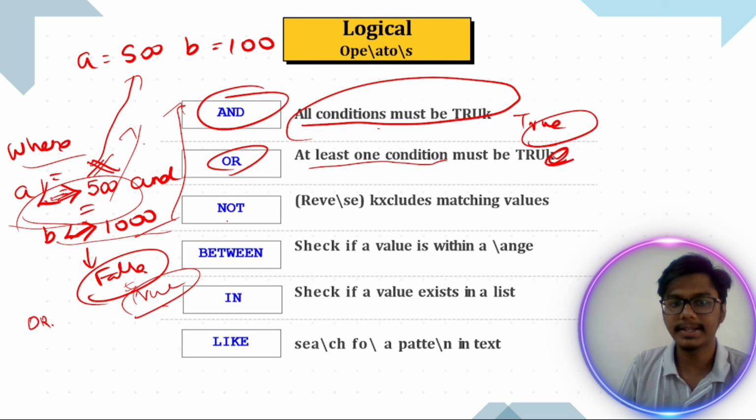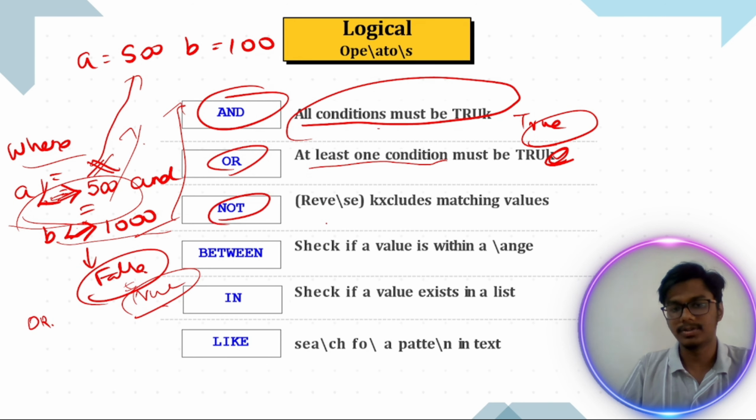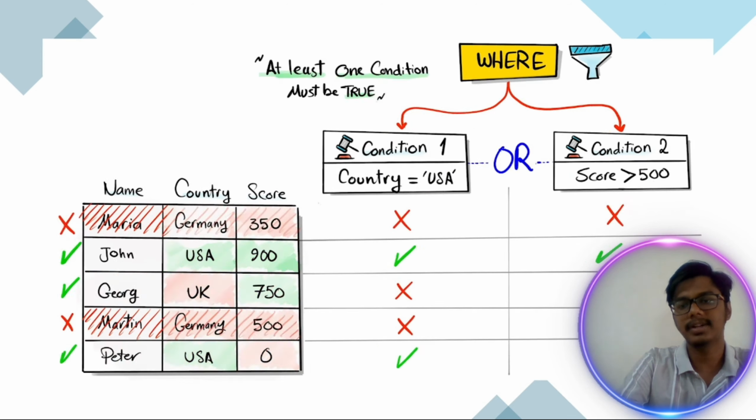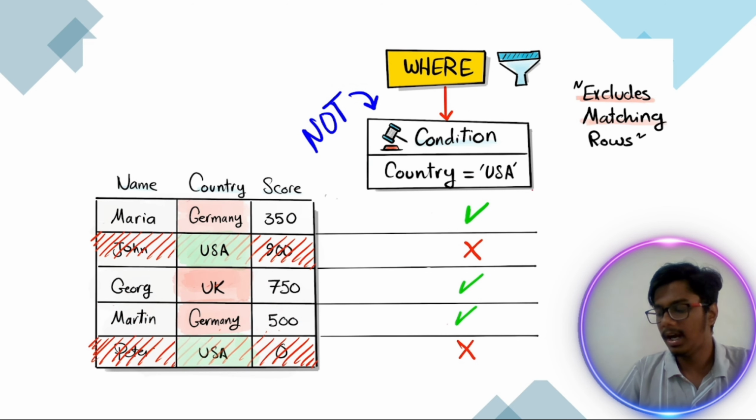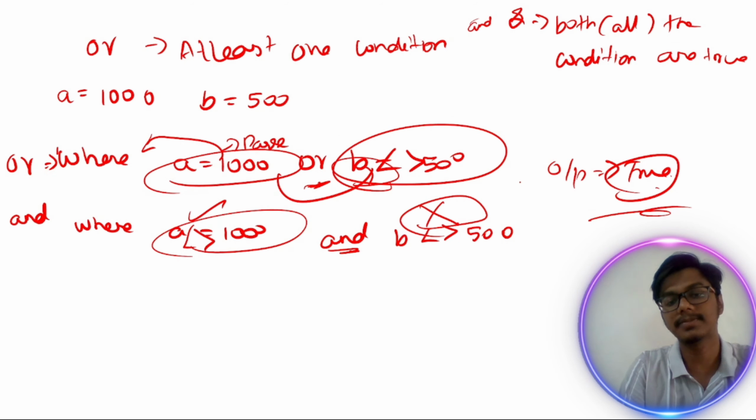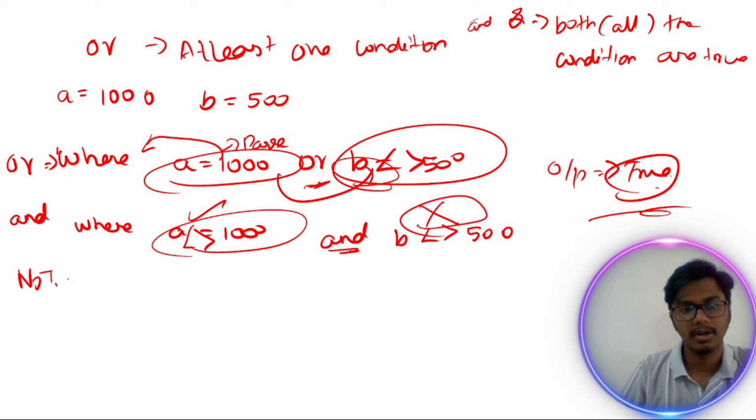Now let me get into the NOT operator. What is meant by the NOT operator? It excludes some matching values. Let me explain this. Where country, I just want to exclude some values. Let me write it down here.